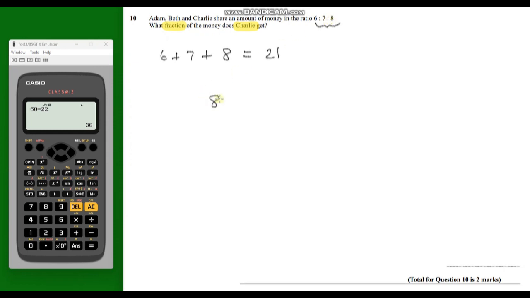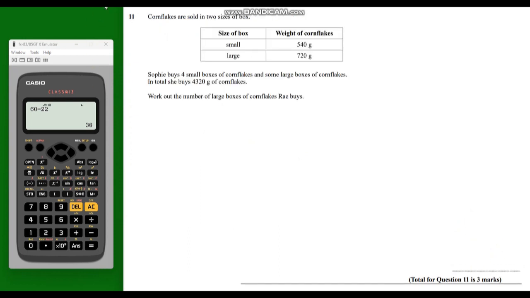So Charlie gets 8 out of the total of 21. So he gets 8 parts out of 21 parts. So that is our answer. 8 out of 21.